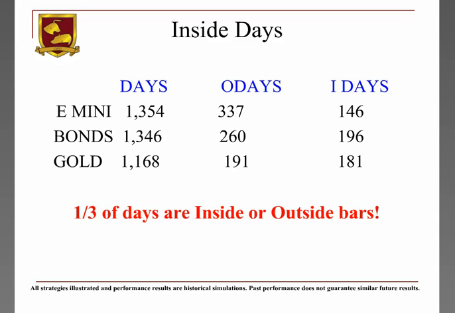Inside days in the S&P E-mini, I went back to, I think this is 2002. There were 1,354 days in my sample, 1,300 in bonds, and I didn't go back quite as far in gold, 1,168 total trading days. Outside days were 337 days, and inside days in E-minis were 146. In bonds, we had 260 outside days and a fewer number of inside days. And in gold, we had 191 outside days and a fewer number of inside days.